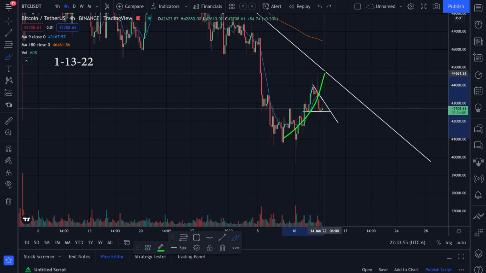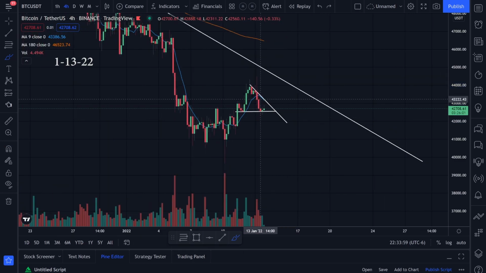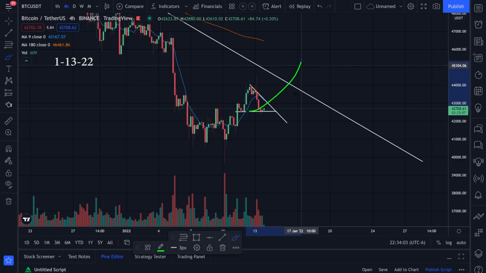So far, we've done it at least once. We came up, hit that resistance, came back down. I don't know how far, if we're going to come all the way back down or if we're just going to get a little retracement and start bouncing back up.